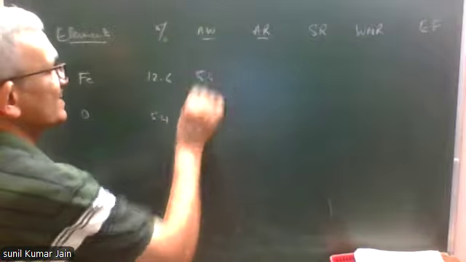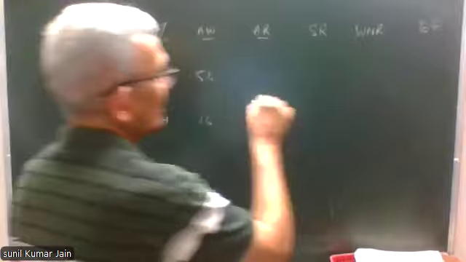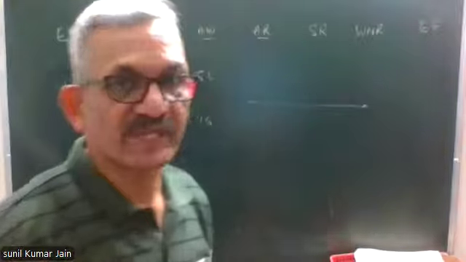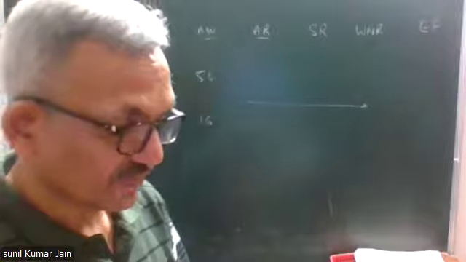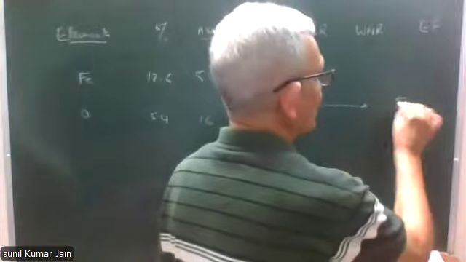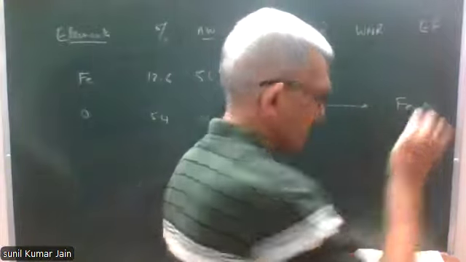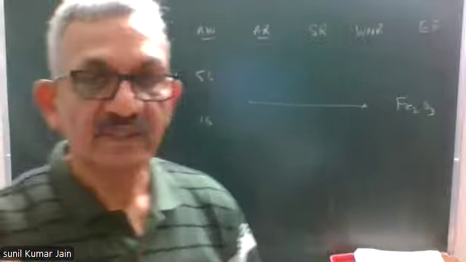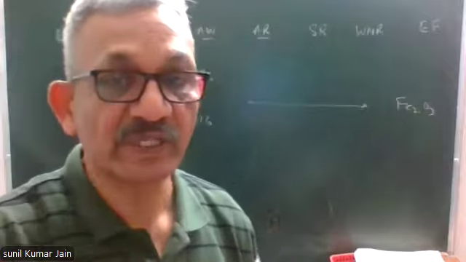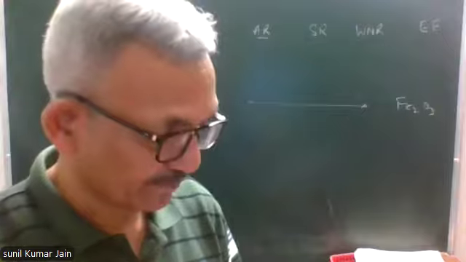Atomic weights are 56 and 16. Follow the same steps I told you earlier. The empirical formula will come out to Fe2O3. Right? We have to calculate the empirical formula only. This is the final answer.